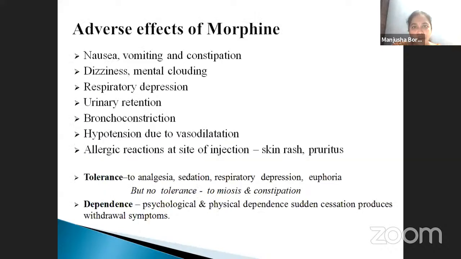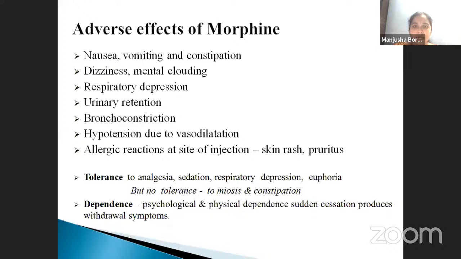Adverse effects of morphine. Morphine produces a wide range of adverse effects. It produces nausea, vomiting, and constipation, the GI adverse drug reactions. Dizziness and mental clouding are more common because it belongs to the narcotic category. Respiratory depression is one of the most important causes of death in acute morphine poisoning cases. Urine retention and bronchospasm are more common.